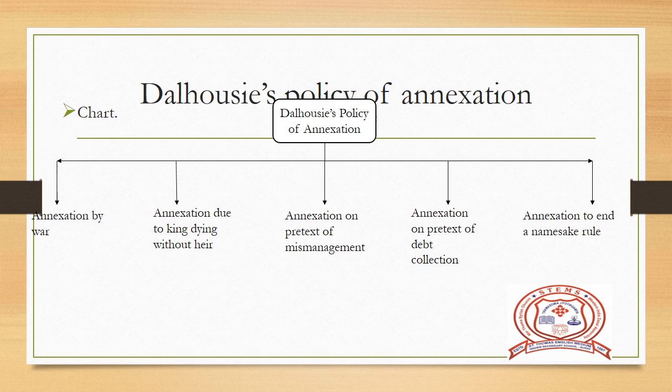Through doctrine of lapse, he annexed Satara, Jaipur, Sambalpur, Udaipur, Jhansi, Nagpur, etc. Doctrine of lapse means if any king died without natural heir, their kingdom was annexed to the British Empire.